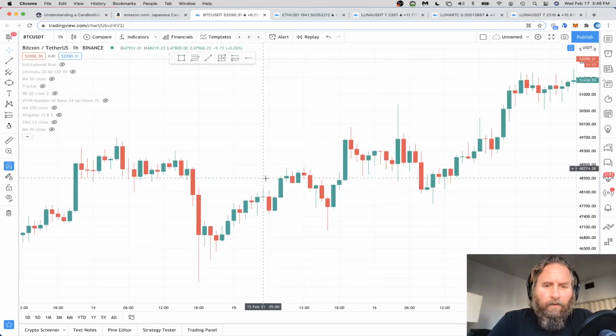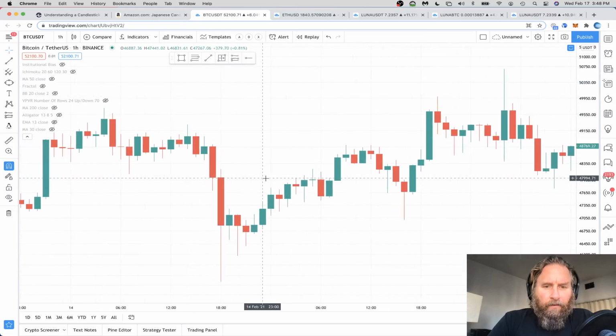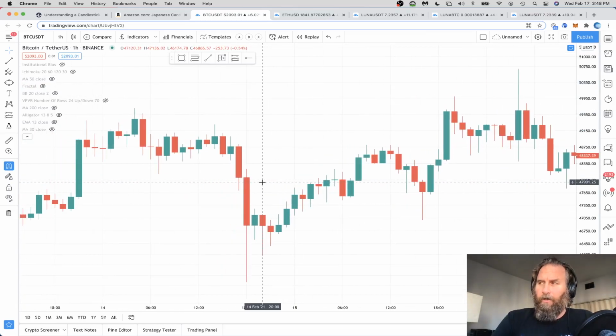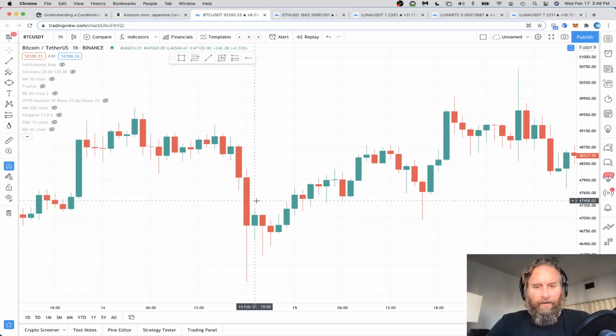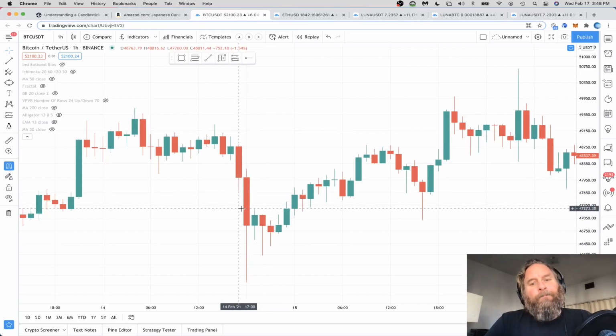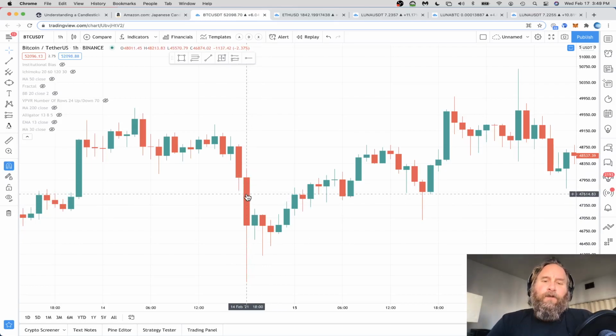So again, let's take a look at a couple different candles in here. We're still on the same Bitcoin chart, but now we're looking at a 1 hour chart. So what happened with this candle here? This is a pretty odd looking candle, isn't it? It's a red candle, so we know that the close was lower than the opening.